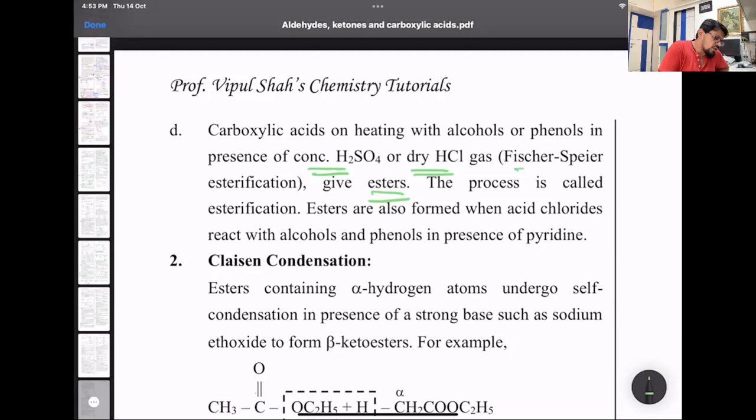This is the normal one. This is called Fischer-Speier esterification. Now, when do you use the word Fischer? Acid plus alcohol in presence of conc H2SO4 is normal esterification. But in the presence of dry HCl, it gives an ester. Acid plus alcohol, that's nucleophilic substitution. That's called Fischer esterification. And esters are also formed when acid chlorides react with alcohol and phenol in presence of pyridine. This is a regular method. Alcohol plus acid chloride or alcohol plus acid anhydride gives us ester.